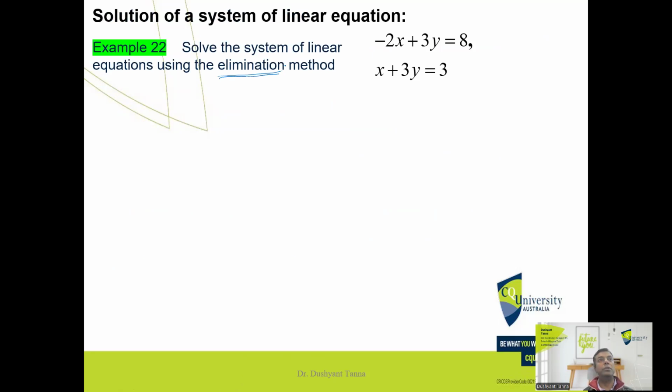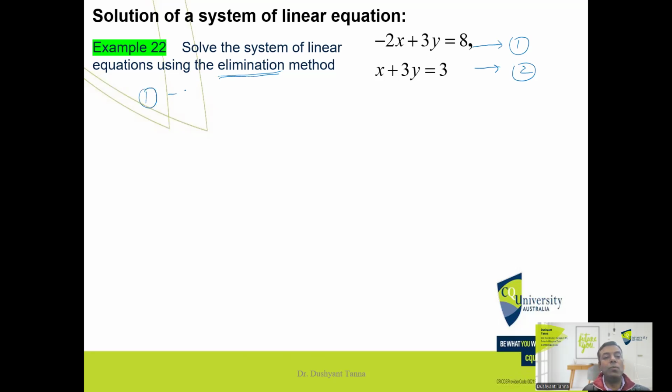Our first step is to check whether any of the variables are the same. In this instance, 3y is the same, so it's a boon, a gift given to us. We don't have to multiply the equation to make them equal, right? So I label them equation 1 and 2.